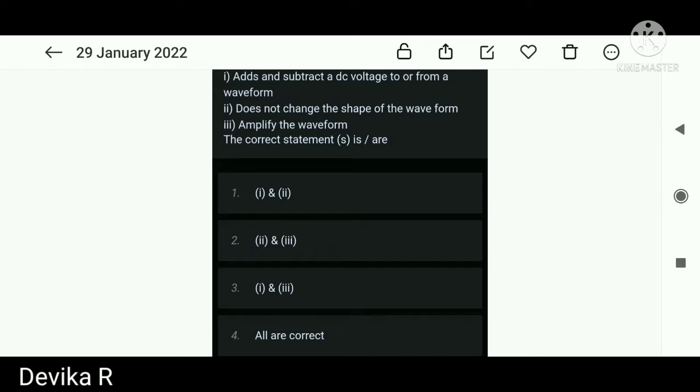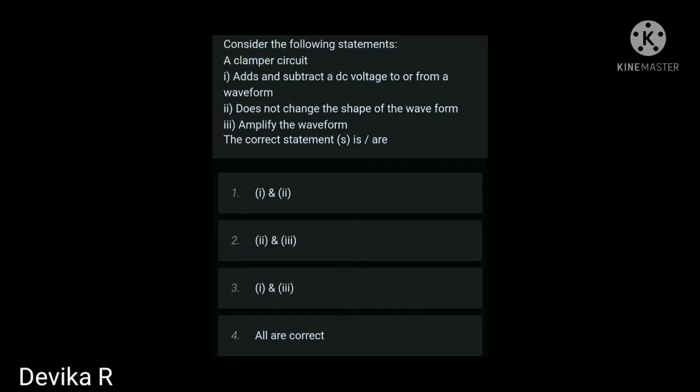Everyone. Today we are going to learn some MCQs which were asked in previous year UPRVUNL AE questions. So this is one of the state government exam questions. Okay, let's get started. Let's see the first question.